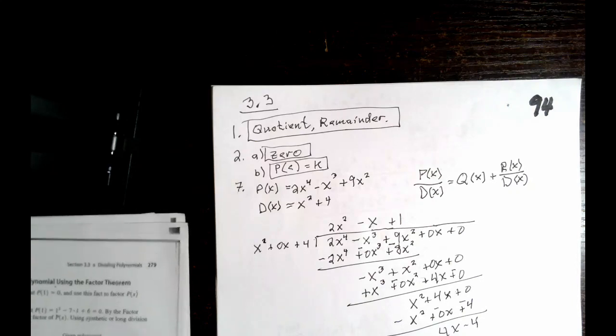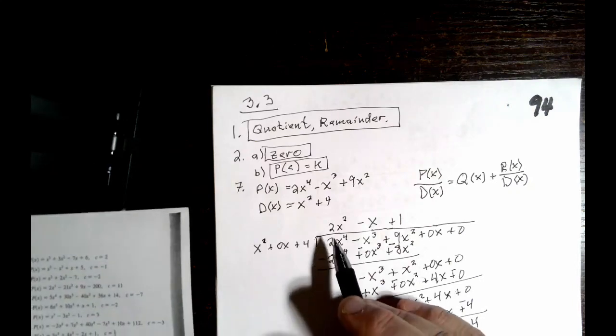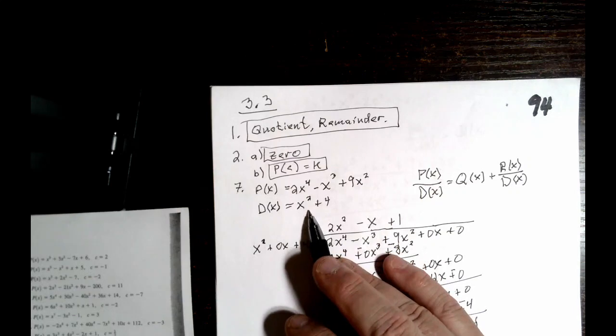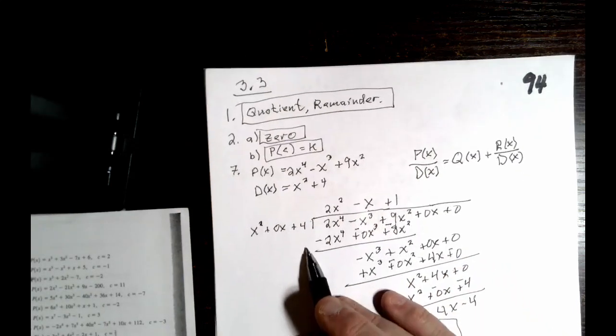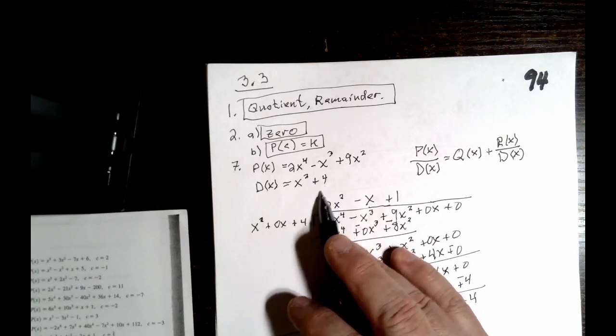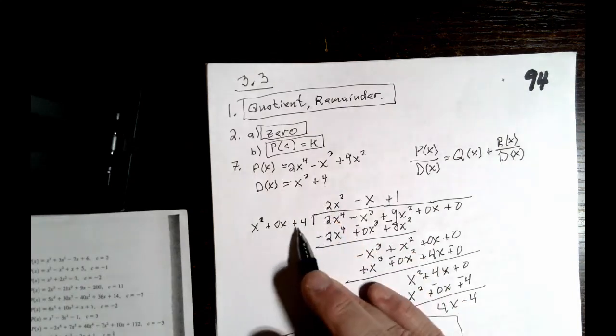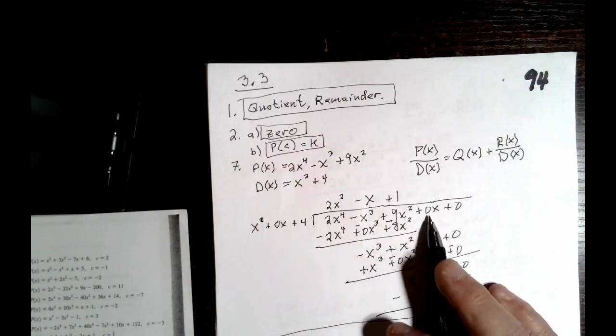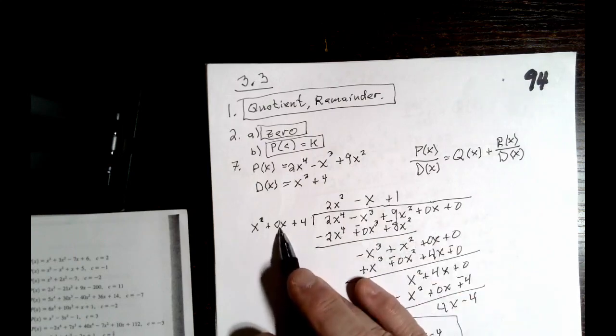And number 7, they give you p and d. They ask you to do the division. Okay, now we have to use long division because this needs to be just x plus or minus a number. It's x squared. So we've got to do the long division. Show every term. You need a 0x and a 0. You need a 0x here.